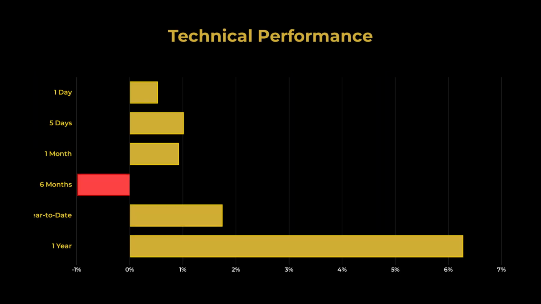Let's examine GBPAUD's performance across multiple timeframes. The 1-day performance shows a gain of 0.53%, while the 5-day period reveals a stronger 1.02% increase. Over the past month, the pair has gained 0.93%, demonstrating consistent upward momentum. However, the 6-month performance shows a decline of 0.99%, indicating some medium-term volatility.